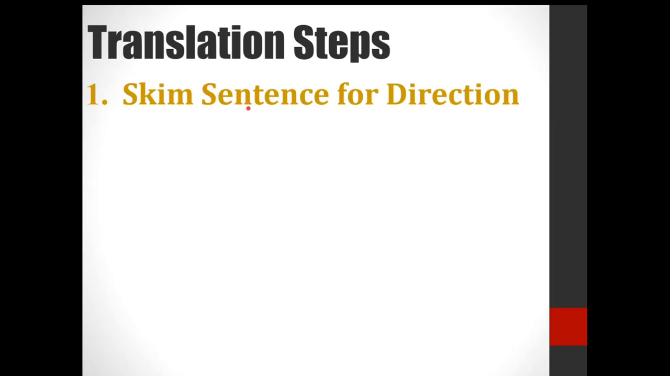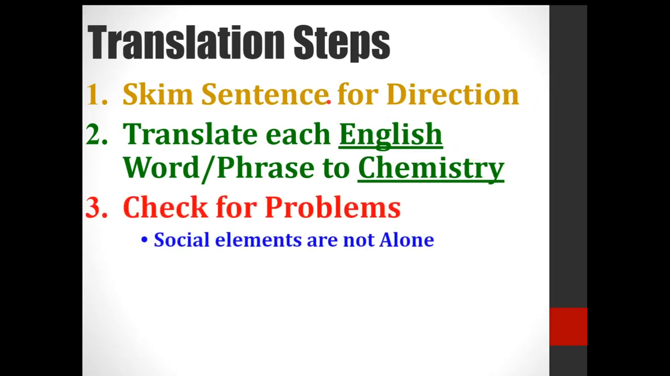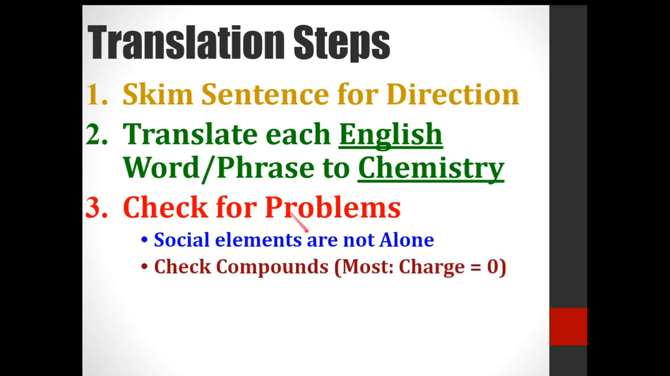To translate, skim the sentence for direction, then translate each English word and phrase into chemistry. Check for problems. The problems are listed in order of how often students mess it up. Check that your diatomic elements are not alone. That's a big problem. A lot of people will write the diatomic elements alone. Don't do that. Check the compounds.